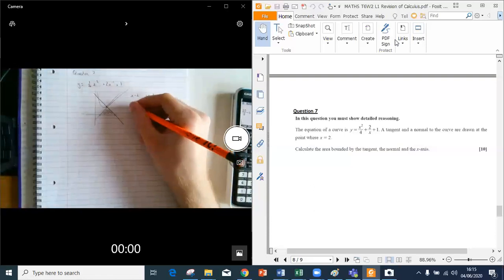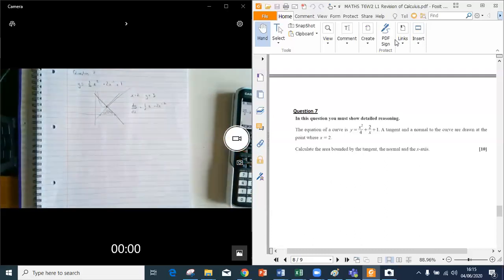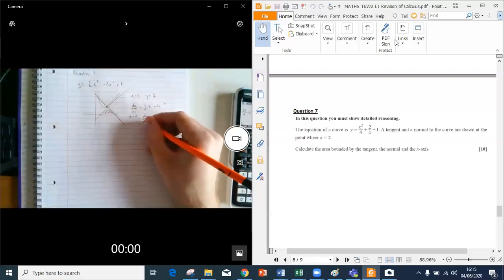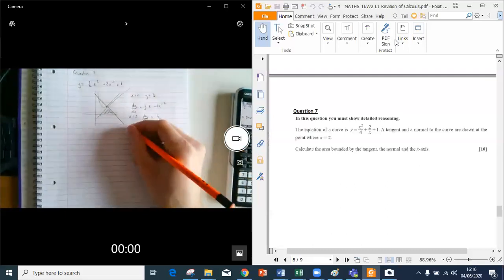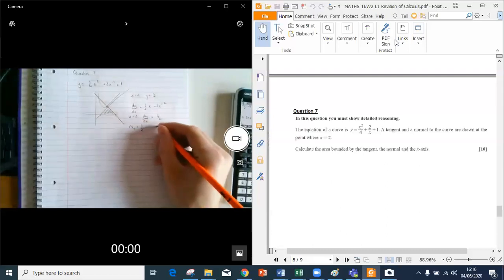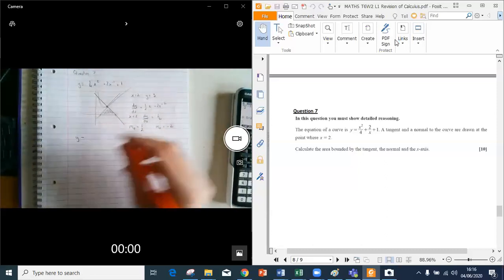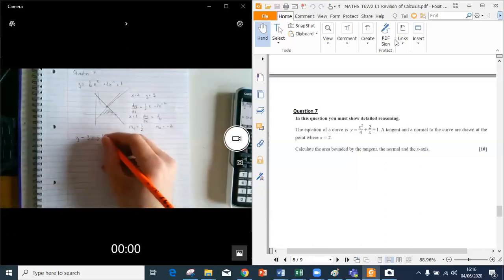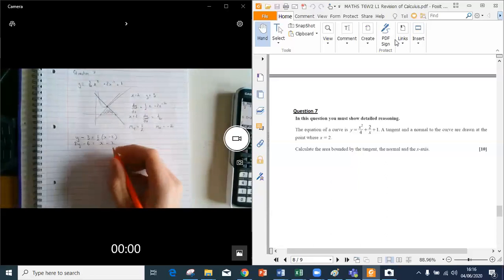Then we need the tangent and normal, so we definitely differentiate it. So dy by dx gives us a half x minus 2 over x squared. We sub in x is 2, so dy by dx equals, 2 over 4 minus 2 over 4, so I get dy by dx is a half. So the gradient of the tangent is a half, and the gradient of the normal is minus 2. So let's work out the equation of the tangent. So y minus y1, so y minus 3 equals a half x minus 2, times by 2, so 2y take away 6 equals x take away 2. Take everything to one side, so x minus 2y plus 4 equals 0. That's the tangent.